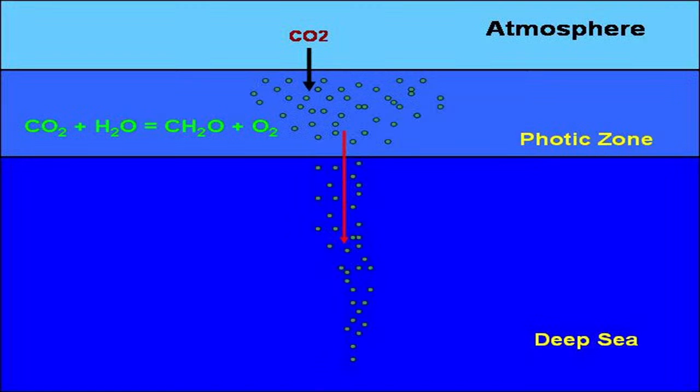But is it that simple in the ocean to have this photosynthesis process? Here are two main critical things. One is the availability of light.